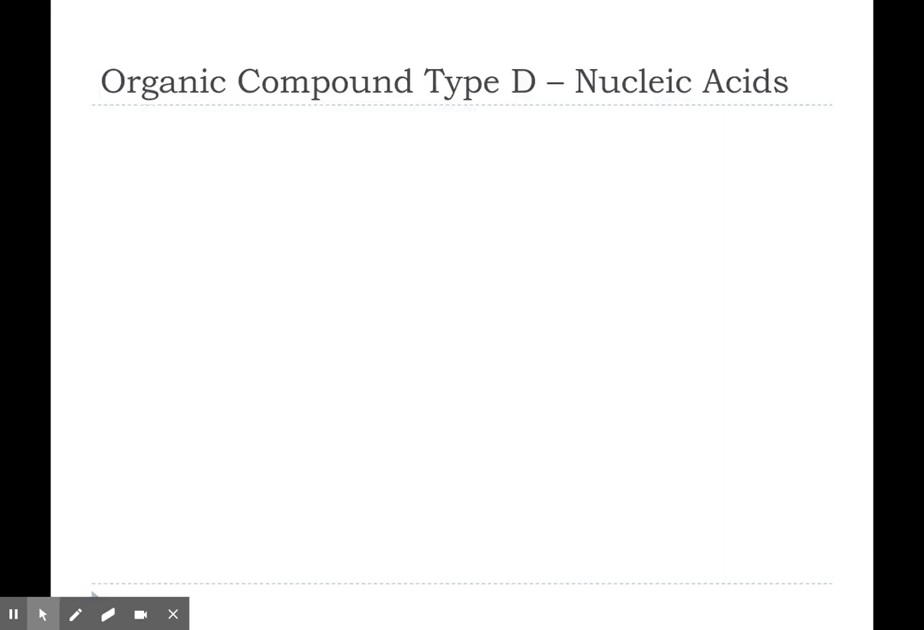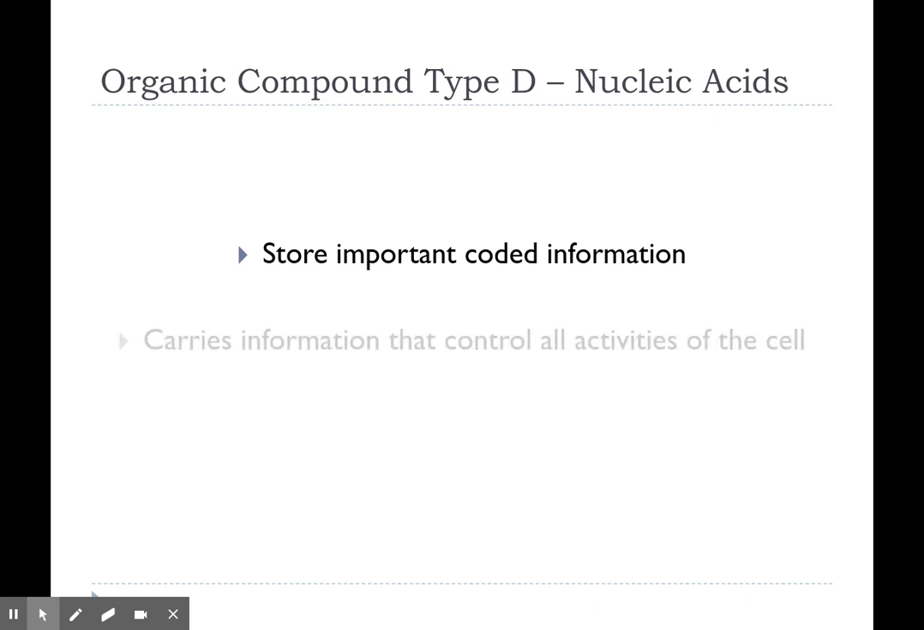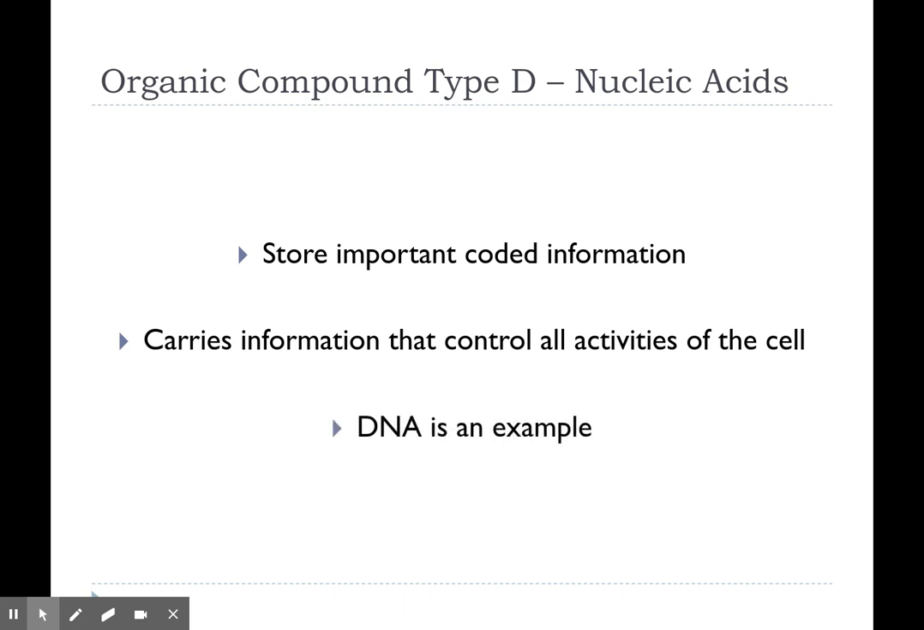All right. Our last type of organic compound are nucleic acids. They only have the job of storing coded information. The cell needs a lot of instructions to do all of its jobs, and it's the nucleic acids that store all of those instructions. All of the activities that happen inside a cell happen because of the directions that are laid out in the nucleic acids. So DNA is an example of a nucleic acid. In fact, the N and the A in DNA are for nucleic acid. The D, in case you're curious, is deoxyribose.